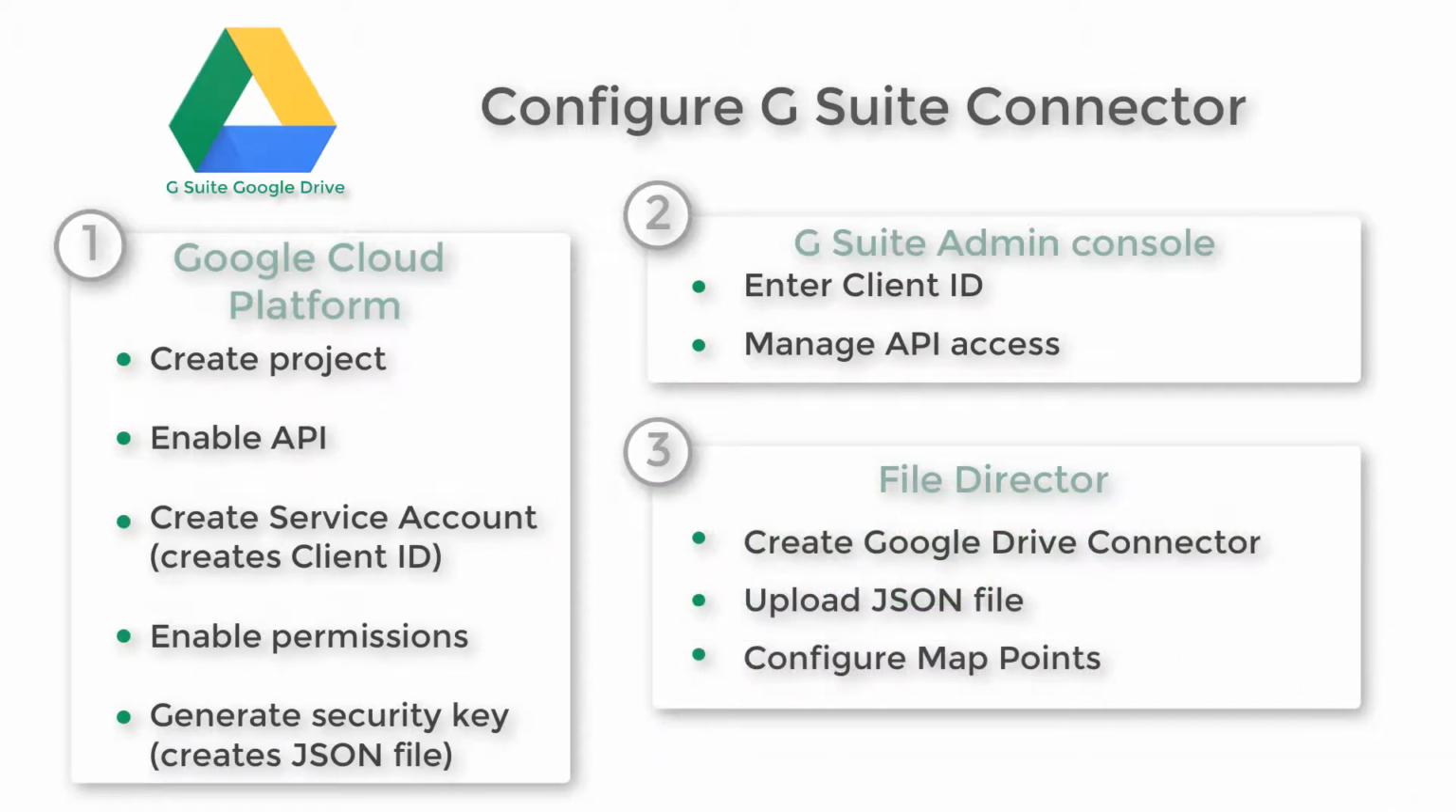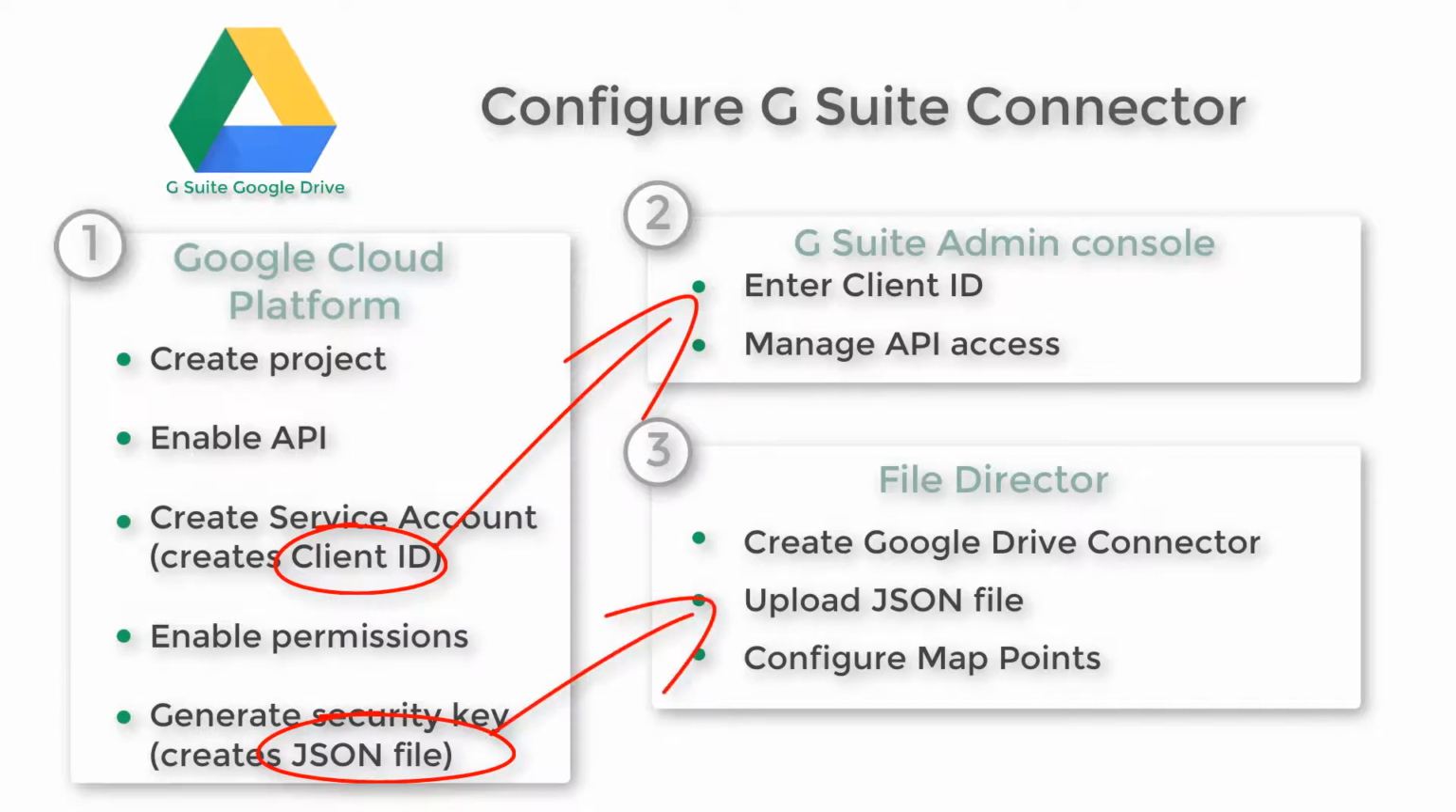In summary, in the Google Cloud Platform, you create the client ID and generate the JSON file containing the security key. In G Suite Admin Console, you enter the client ID, and in FileDirector, you upload the JSON file. You can then add map points and configure policy.